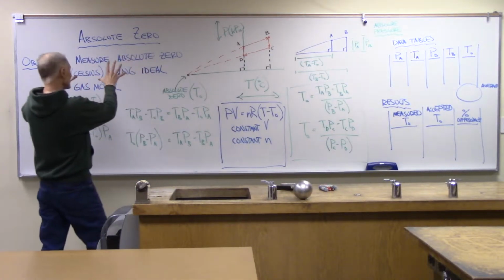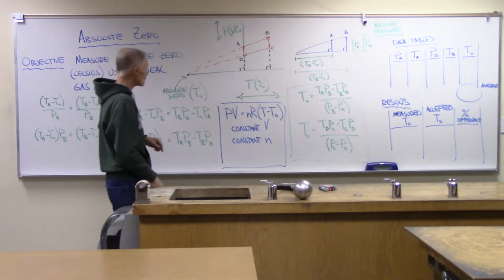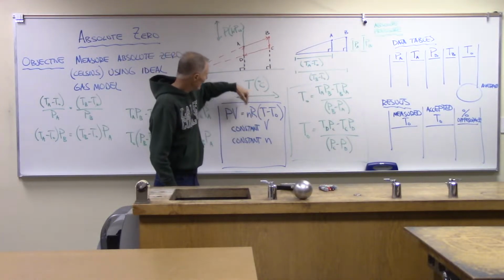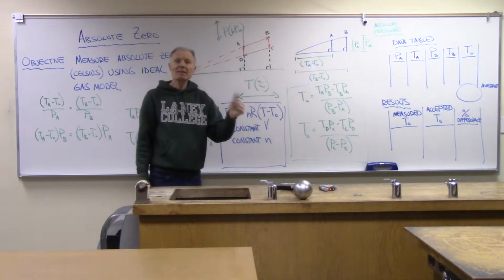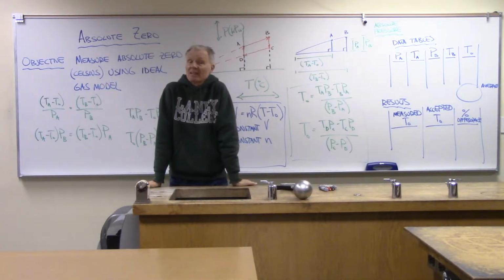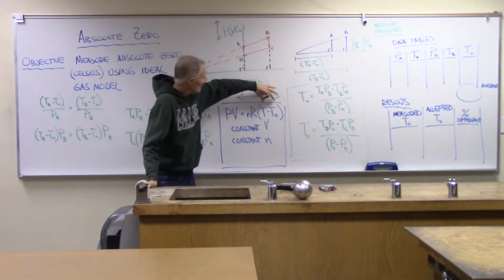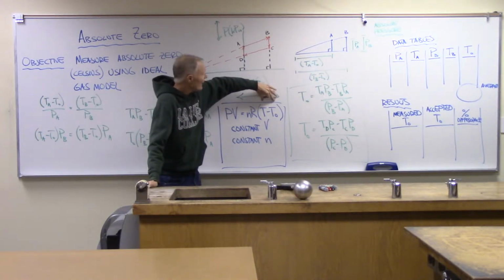Our objective is to get that absolute zero measurement. Here is the formula now. Instead of PV equals nRT, I've put in T minus T naught, where T naught is absolute zero. So what that does is that creates an absolute temperature measurement here. How far above absolute zero are we?